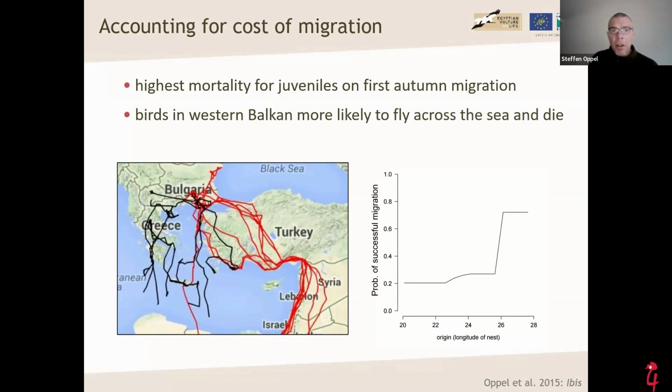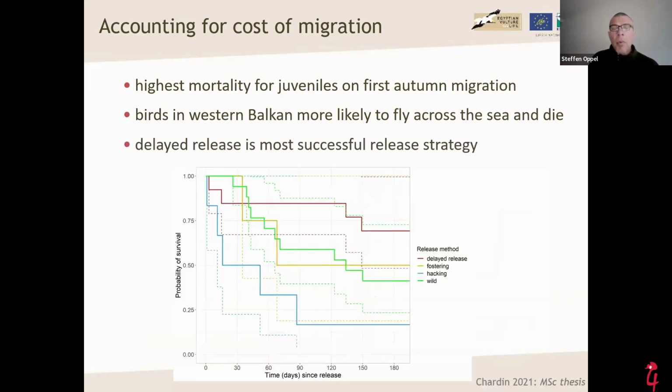So based on that finding, we released birds in Eastern Bulgaria, and we also tested how to release the birds. So we tried whether we release them either in cross-fostered nests or just hacking them, which means just putting them into the wild at a young age and let them embark on their first migration at the same age as wild juveniles.